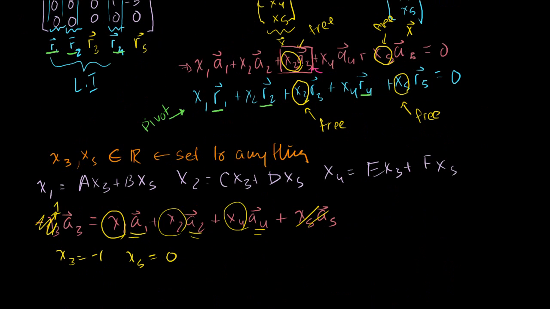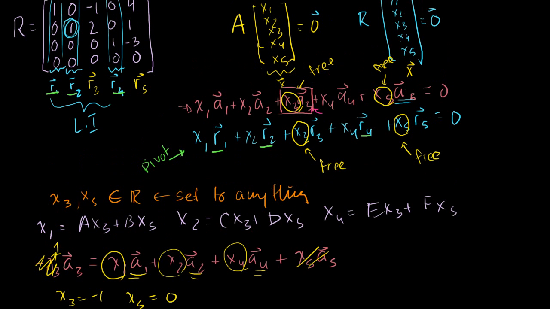What I just did for A3, you could just as easily have done for A5 by subtracting this term from both sides of the equation, setting x5 to negative 1 and setting x3 to 0 so that the 3 term disappears. And you could run the same exact argument.